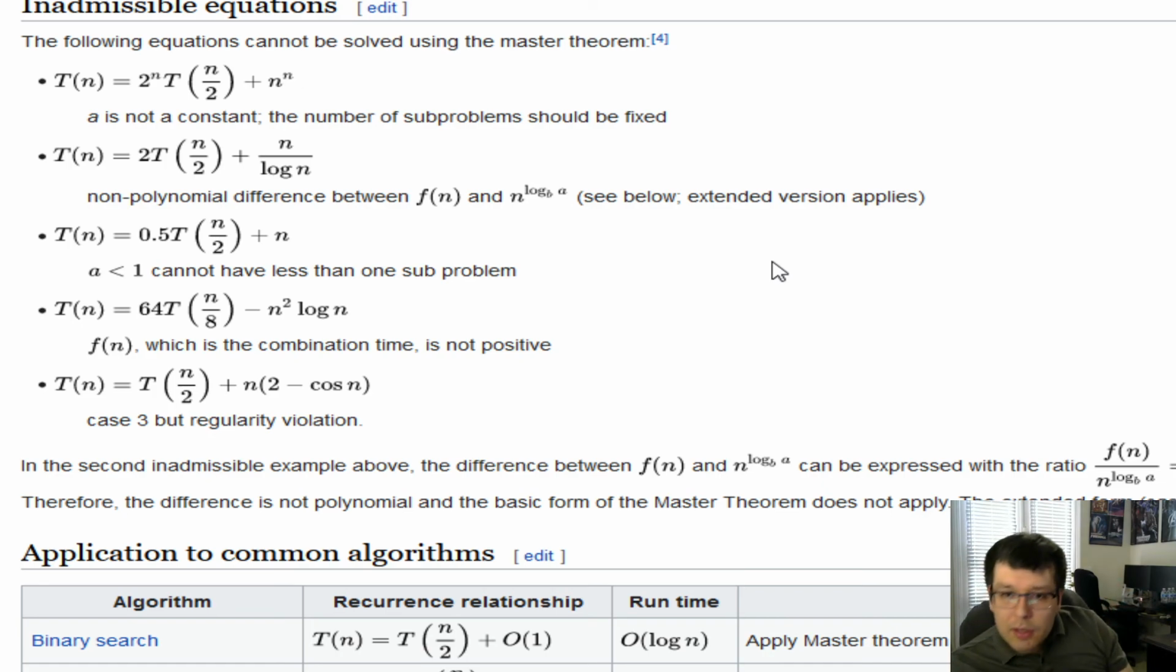The problem with doing all of this is that you have to remember the constraints: a has to be greater than 1, and d has to be greater than 1 as well. I forgot if it's greater than 1 or 0. Hold on, let me triple check that. I guess technically it would be 0 for a. Let me just check it. a has to be greater than 0, right? So a has to be greater than 0, b greater than 1, and d greater than or equal to 0.